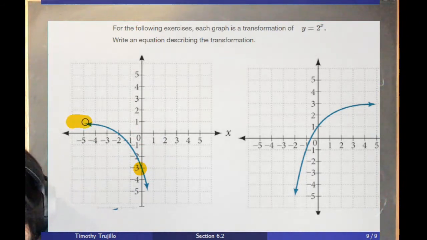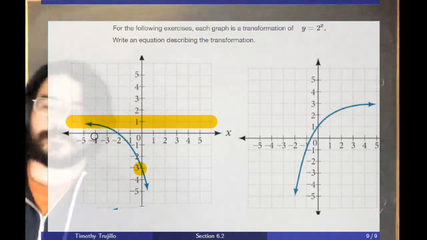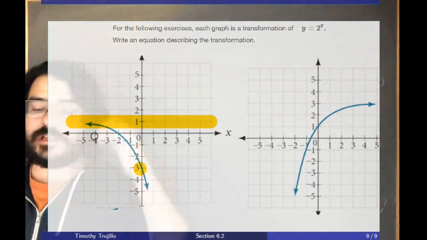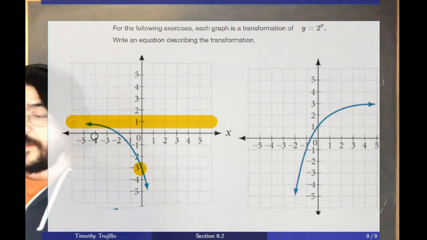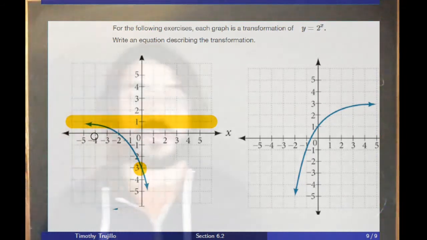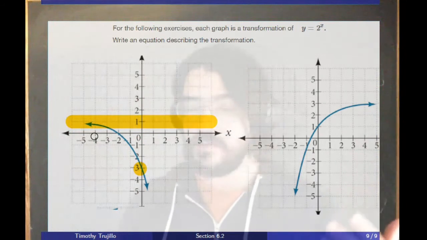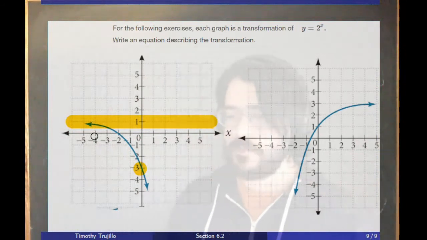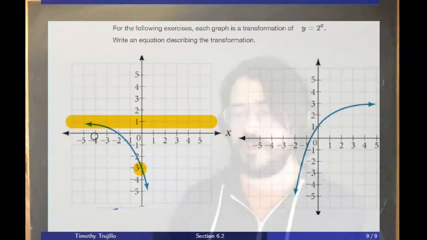So if we look at this line right here, we can see that the graph is getting closer and closer as we go to the left to this function, or this line y equals 1. So that's telling us that we're going to have a shift up by 1, right? So at the very end, the last piece of information that we can see here is that there's going to be a shift up by 1.